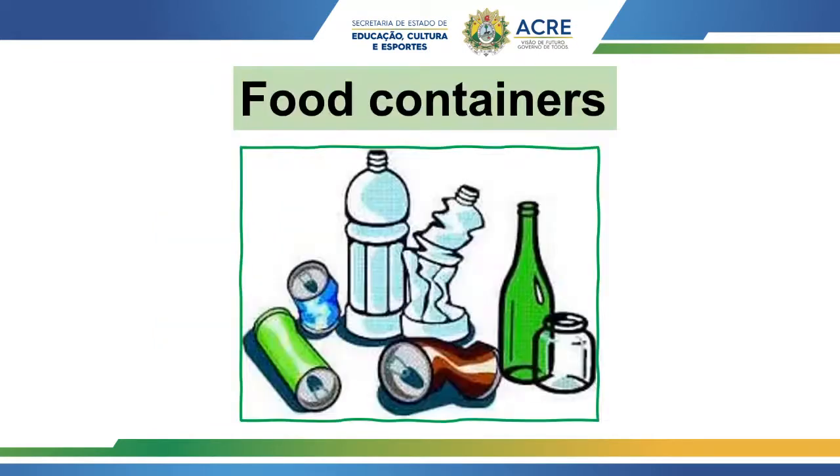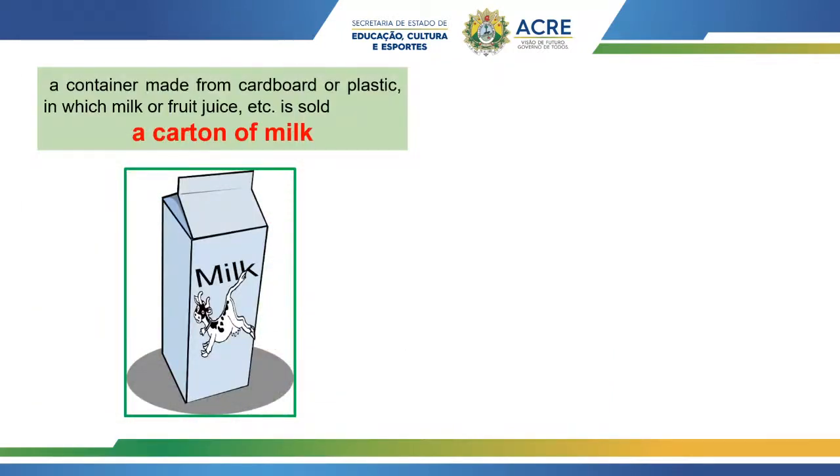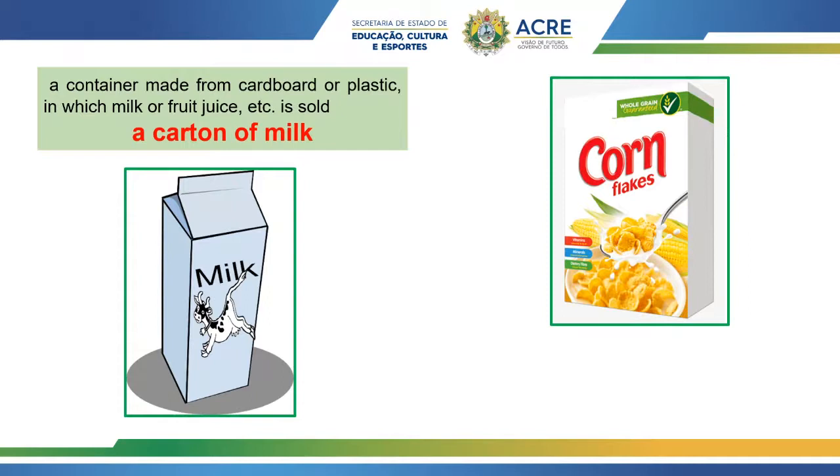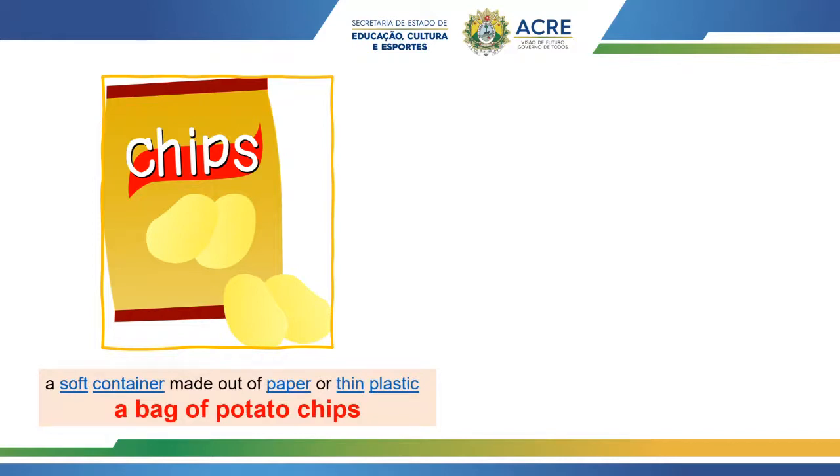A carton. A carton is a container made from cardboard or plastic in which milk or fruit juice, etc. is sold. A carton of milk. A box. A box is a square or rectangular container with stiff sides and sometimes a lid. A box of cereal. A bag. A bag is a soft container made out of paper or thin plastic. A bag of potato chips.